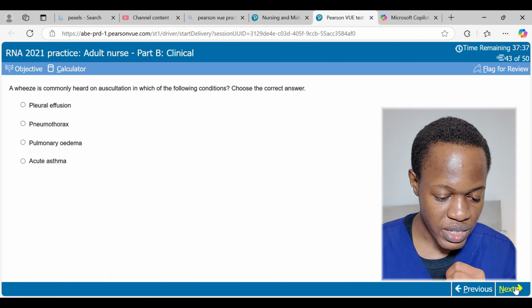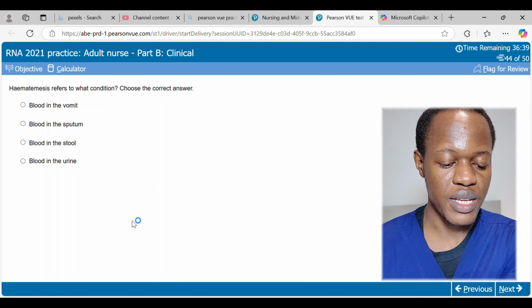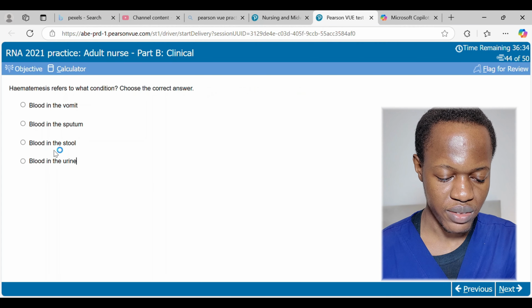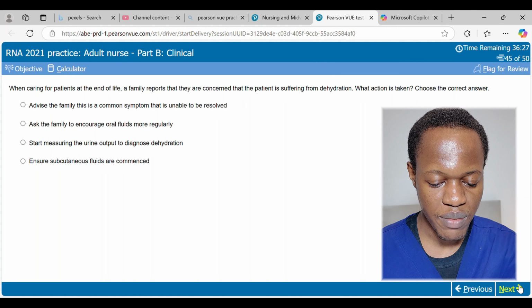A wheeze is commonly heard on auscultation in which of the following conditions? That should be pneumothorax, or is it pulmonary edema? I'll say pneumothorax. Hematemesis simply means blood in the vomit. When caring for patients at the end of life, a family reports that they are concerned that the patient is suffering from dehydration. What action is taken?